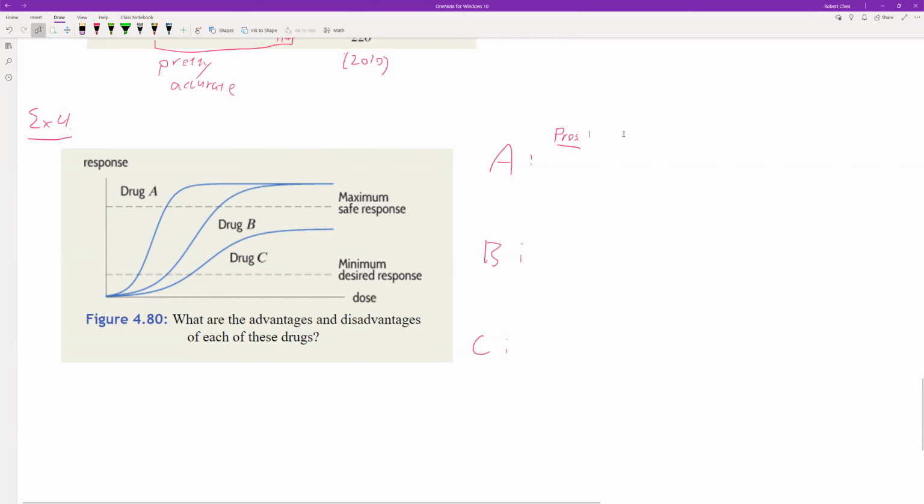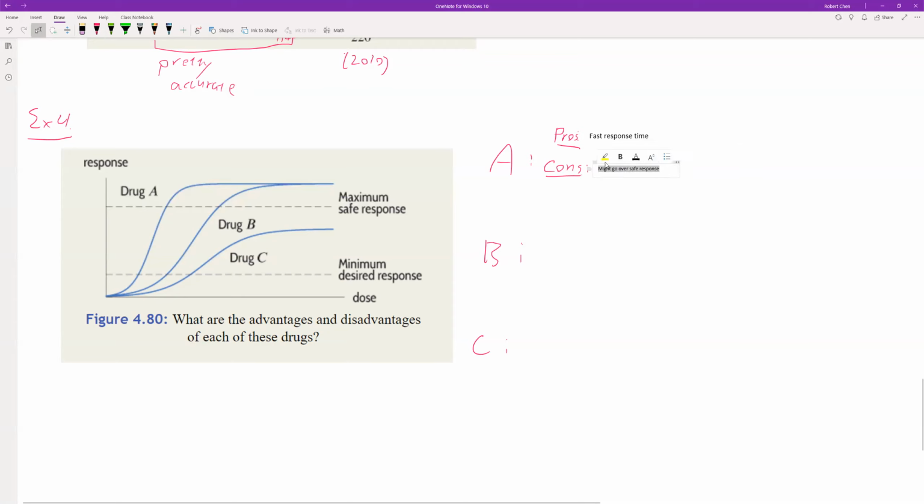So pros, we can say fast response time. And the cons might be: might go over the safe response too fast.